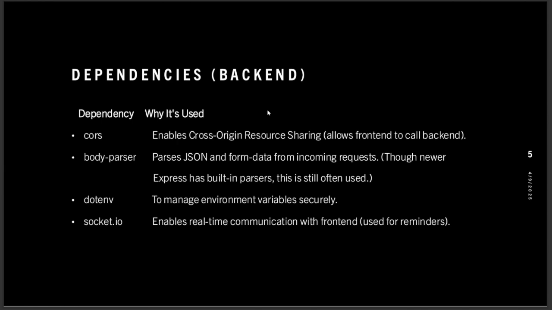And for the backend, we have these dependencies, namely CORS to make sure the frontend and backend could talk to each other across different ports. Body parser helps us handle incoming data, like when a user submits tasks. .env helps us manage environment variables like database URLs securely. And socket.io is used to push real-time reminders or updates to the front end.